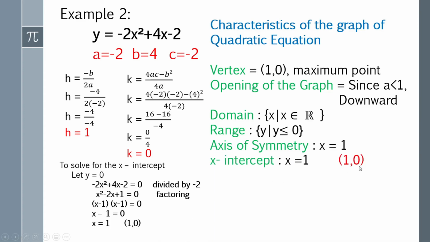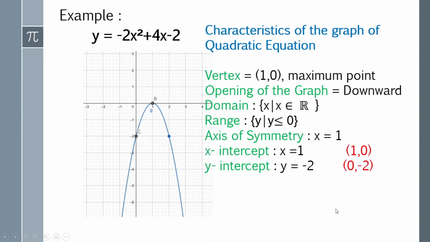Ito yung point natin. How about the y-intercept? So, nagbabase tayo sa y is equal to c. Ang c natin is negative 2. Y is equal to negative 2 or 0, negative 2. To summarize, ito yung magiging graph natin. So, na-plot na natin yung vertex natin. Ito, 1, 0. Ito yung point na yan. So, going downward kasi negative yung a natin.